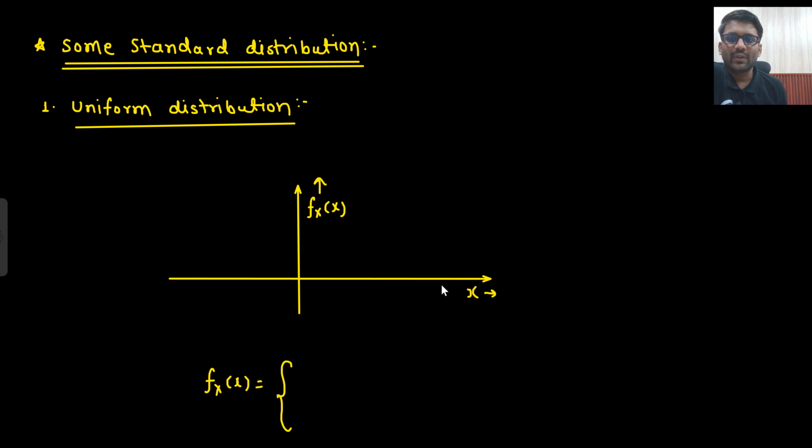Yeah, welcome back. So now we are going to study some standard types of distribution, and first we will study uniform distribution. What will be given in the question is that your continuous random variable x is uniformly distributed between a and b. That means x will take values from a to b.